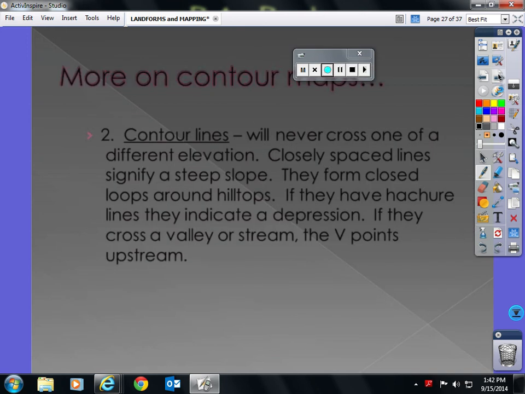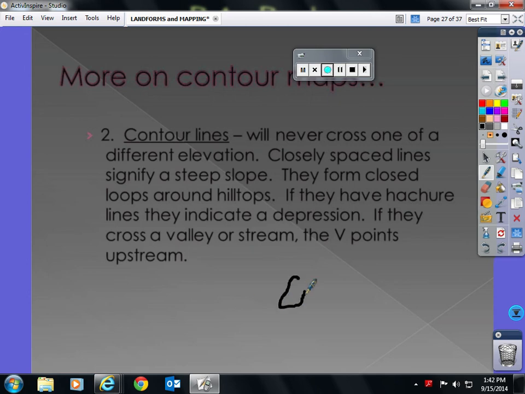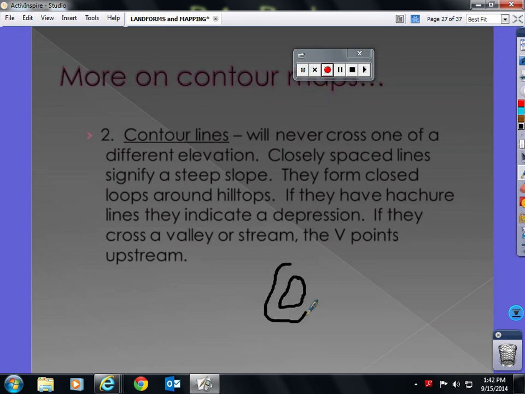Okay, so contour lines never cross one another because you can't be at two different elevations at the same time. If they're super close, then the elevation is changing quickly, so it is steep. They close around hills with no numbers, like the one I just did. Mount Trashmore would be a hill. It wouldn't really have any numbers because it's very small. So this is what a hill would look like.